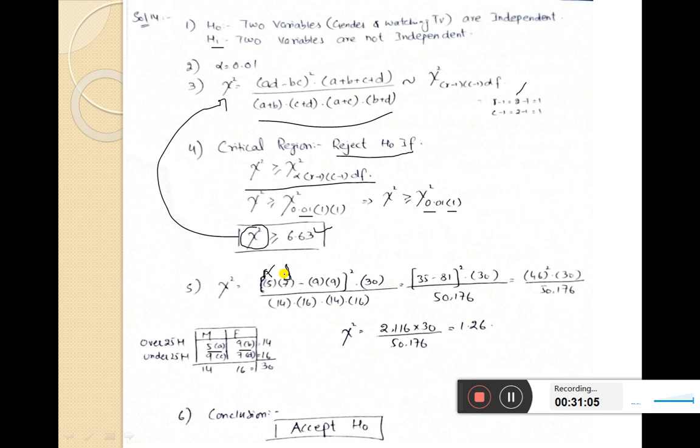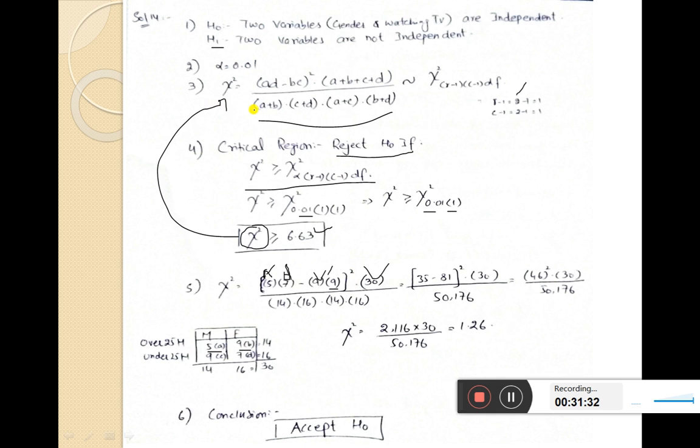Then ad minus bc, where b and c: here is your b. b is 9. And the next, c, is again 9. Take the square. Next is a plus b plus c plus d. You will get 30, and that is 30.